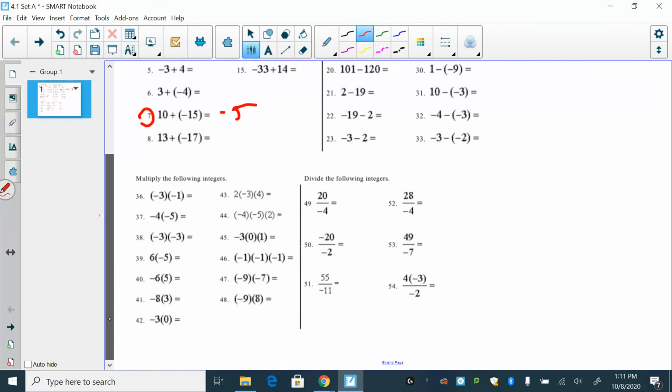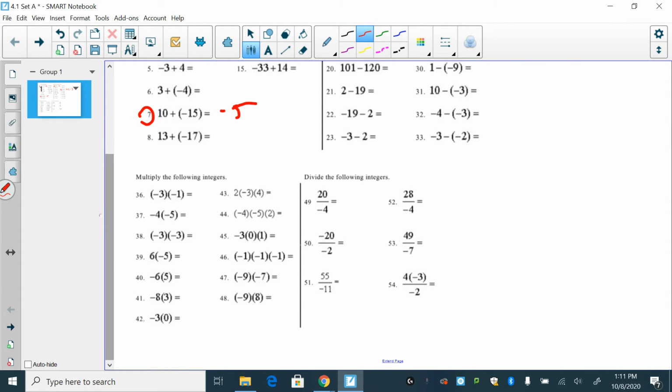Okay, let's look at multiplying and dividing. Again, you can use your calculator. So two negatives when you multiply becomes a positive. So if they're the same sign, it's positive. If they're opposite signs, so you have one of each, then it stays negative. So -3 times -1 will be +3.